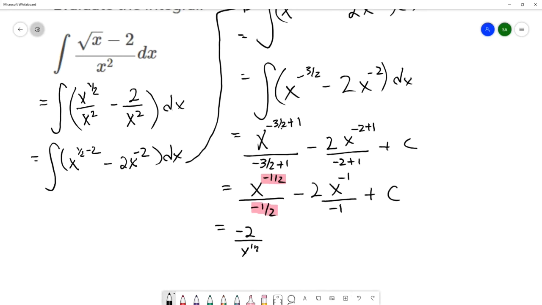x to the 1/2 power minus, that'll become a plus, negative 2 and negative 1 make a plus. And I can move that factor down to the denominator. And finally, I can change that x to the 1/2 power back to a radical. So you've got negative 2 over square root x plus 2 over x plus c.